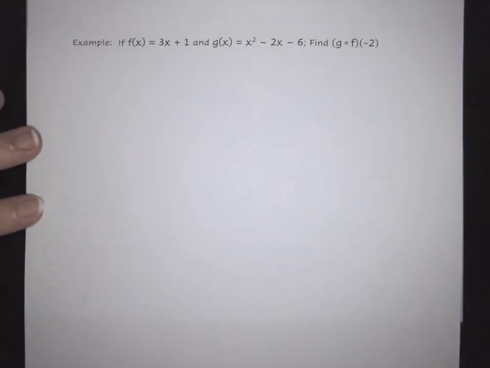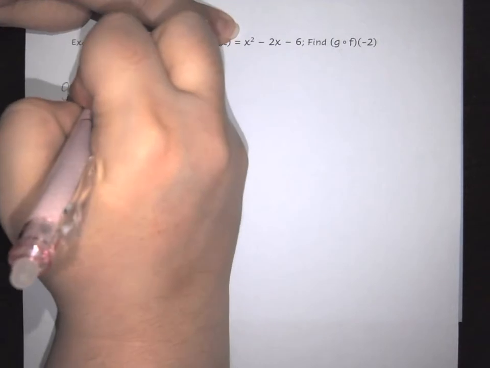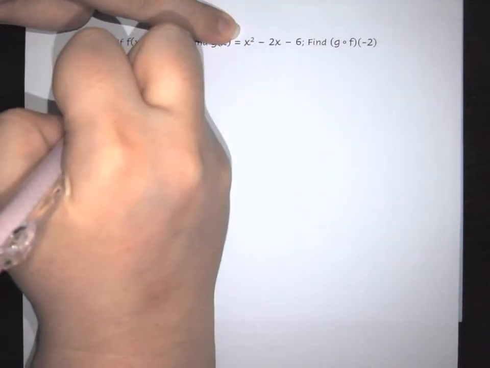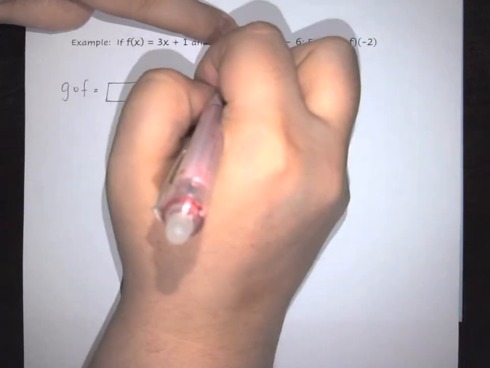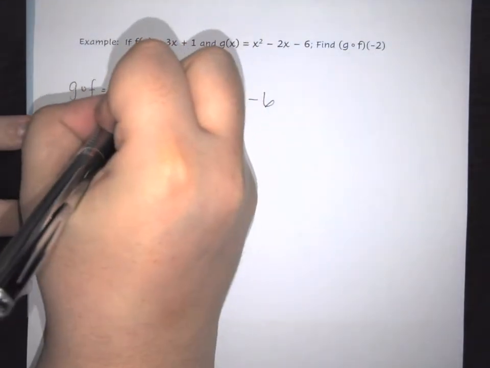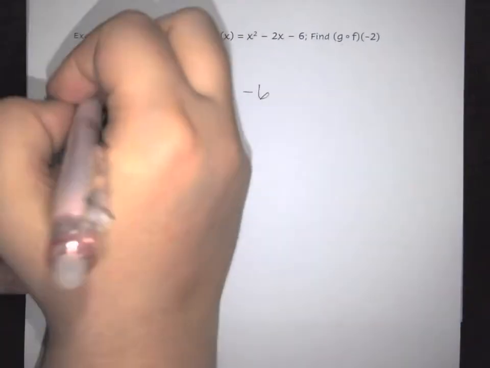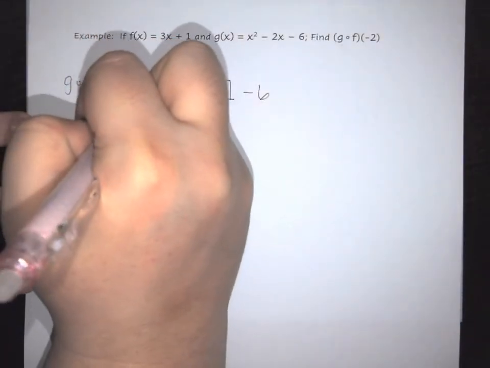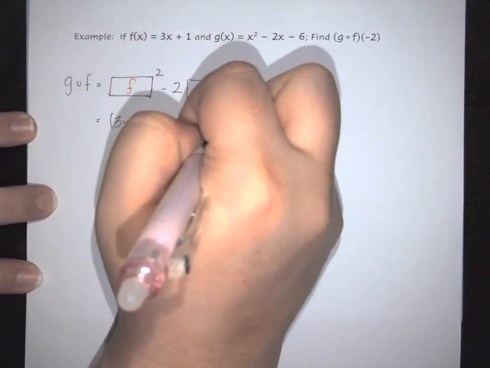Now let's look at one more, just to make sure that it's solidified. In this one, we're going to do g of f. So g of f says I'm going to take my g, and anywhere I have a variable here, I'm going to replace it with a placeholder. So this is blank squared minus 2 times blank minus 6. And what's going to go inside here is my expression for f.